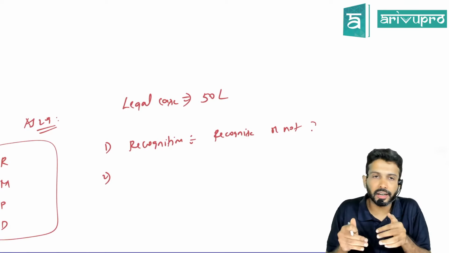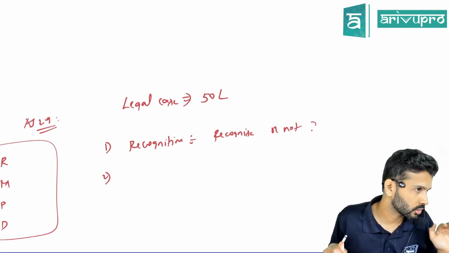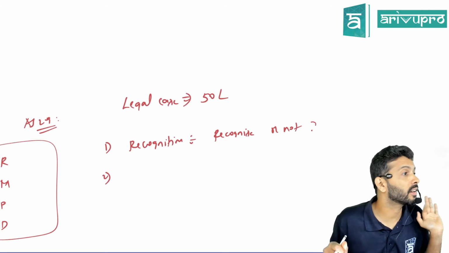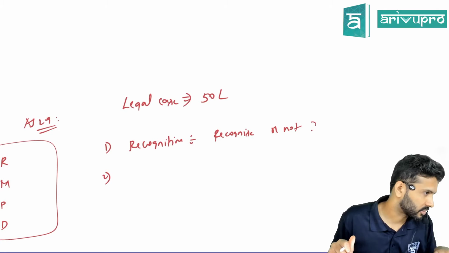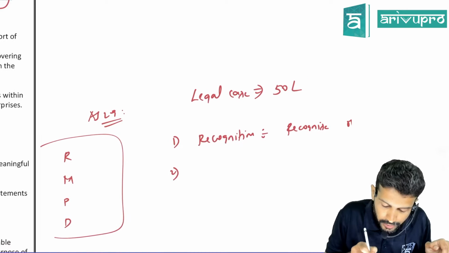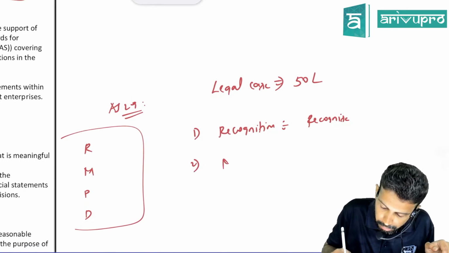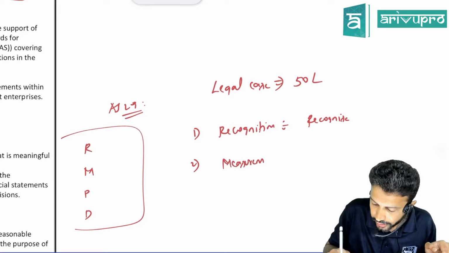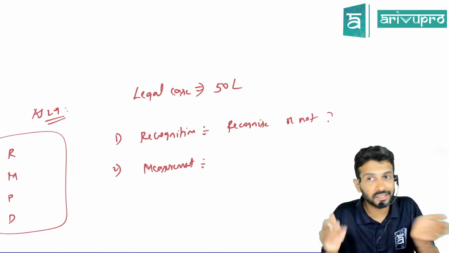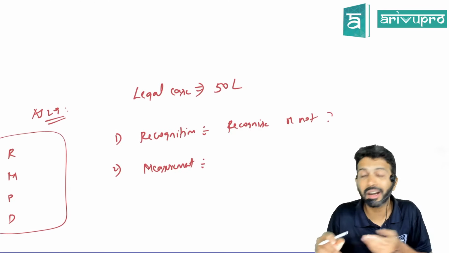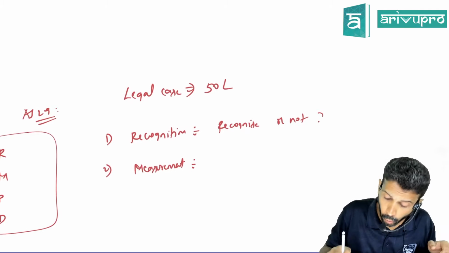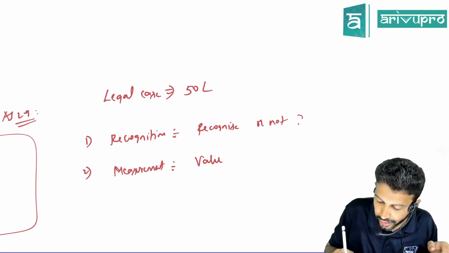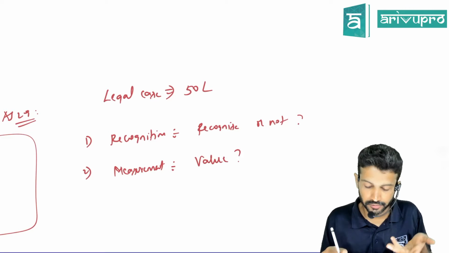Second, okay, I decided that, all right, you have a strong case, you may win. That means I decided that I will recognize it. Next question will be M, as in measurement. So the next headache area for me is, okay, I decided that I have to book this liability, but I have to book this at what value? You are demanding a compensation of 50 lakh.